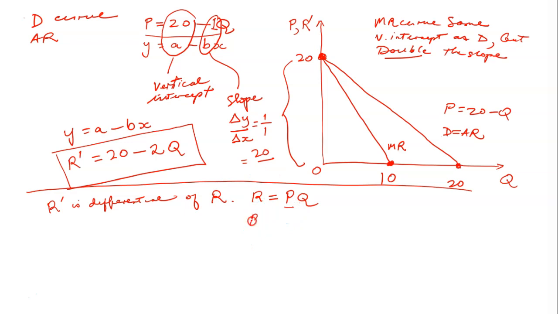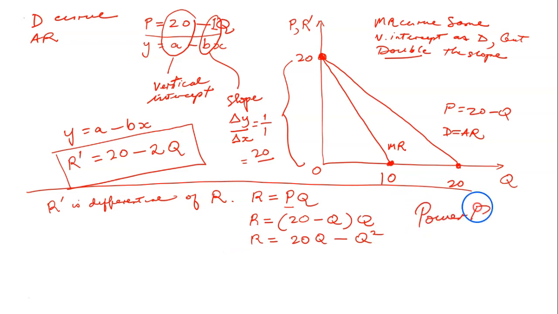So let's rewrite that out. Total revenue equals 20 minus Q, multiplied by Q. Let's expand that out. Revenue equals 20Q, right? Q times 20 minus Q times Q, Q squared. Now we're going to use what's called the power rule, because we've got powers here, and we're going to differentiate this total revenue equation to get the marginal revenue equation.